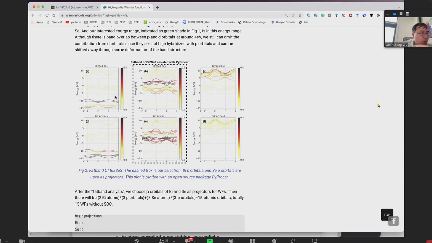Maybe your question relates to another question. For example, here we have the bismuth p and selenium p orbitals, right? It's a good tight-binding model. But if you add another bismuth s orbital or selenium s orbital, and we include these bands together, then we will have more Wannier functions. And then you ask whether their surfaces are the same or not, right? Are you asking that question?